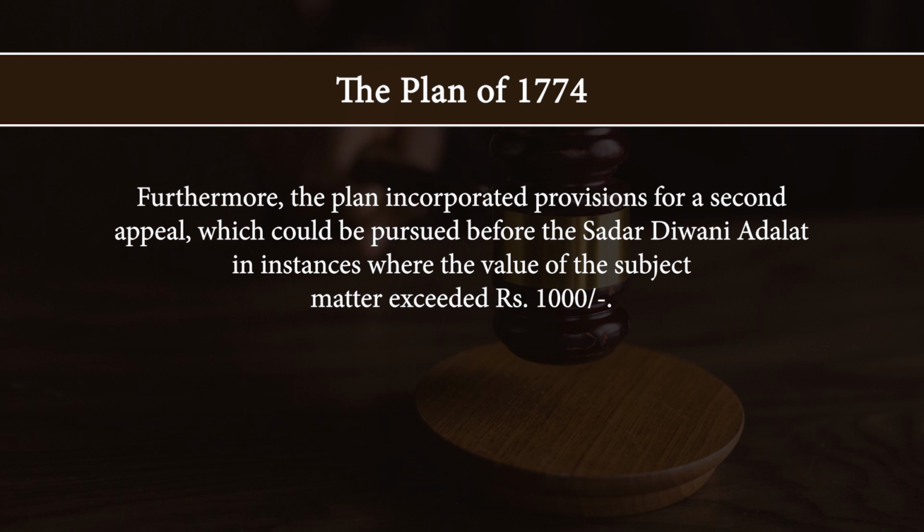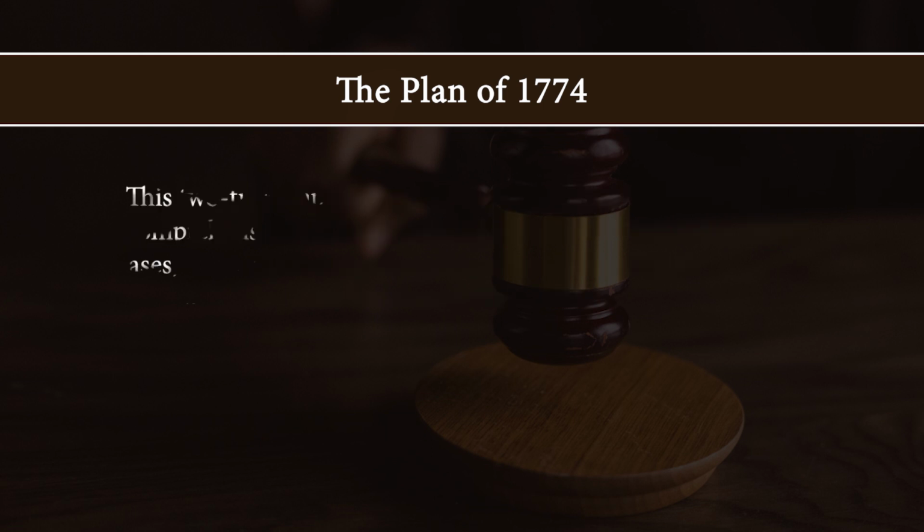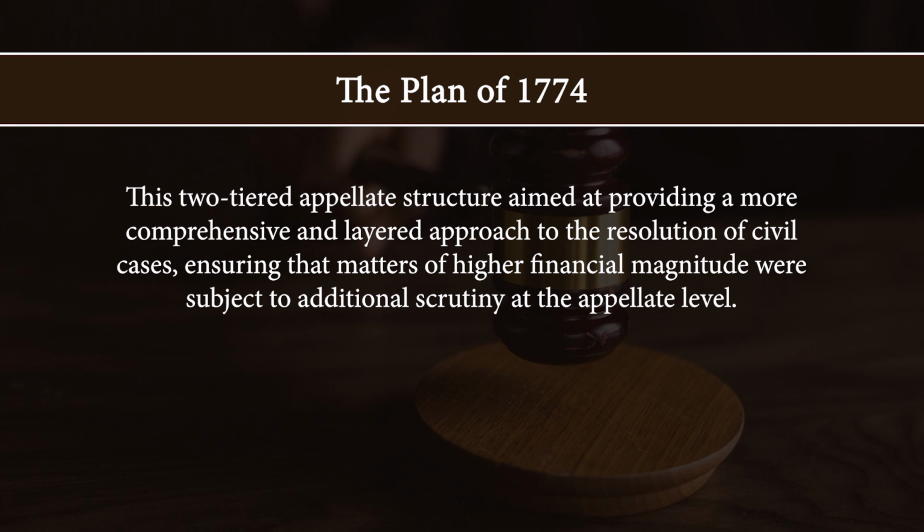Furthermore, the plan incorporated provisions for a second appeal, which could be pursued before the Sardar Diwani Adalat in instances where the value of the subject matter exceeded ₹1000. This two-tiered appellate structure aimed at providing a more comprehensive and layered approach to the resolution of civil cases, ensuring that matters of higher financial magnitude were subject to additional scrutiny at the appellate level.